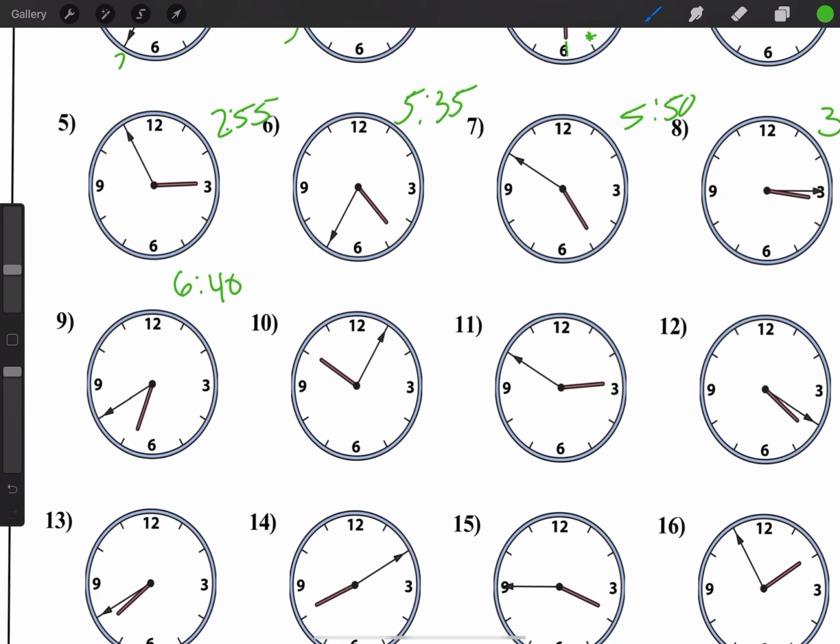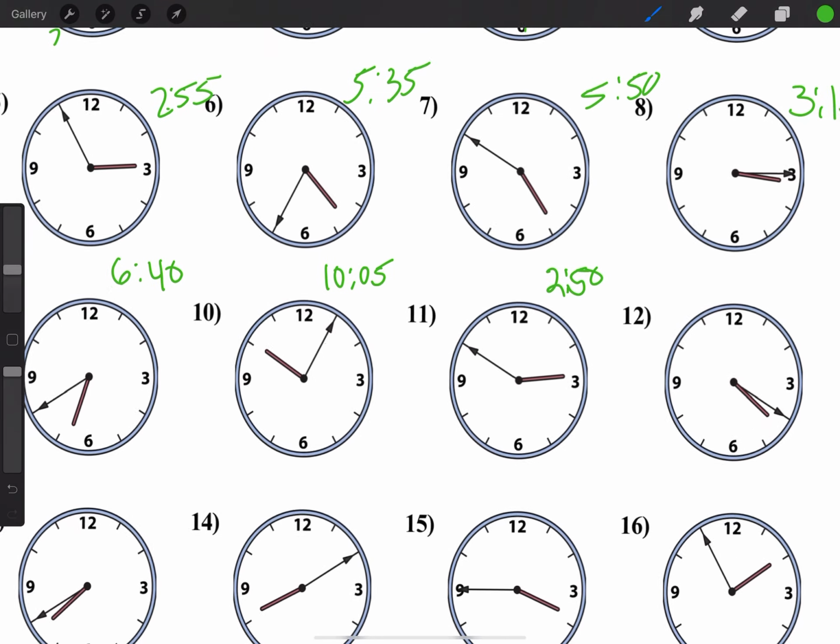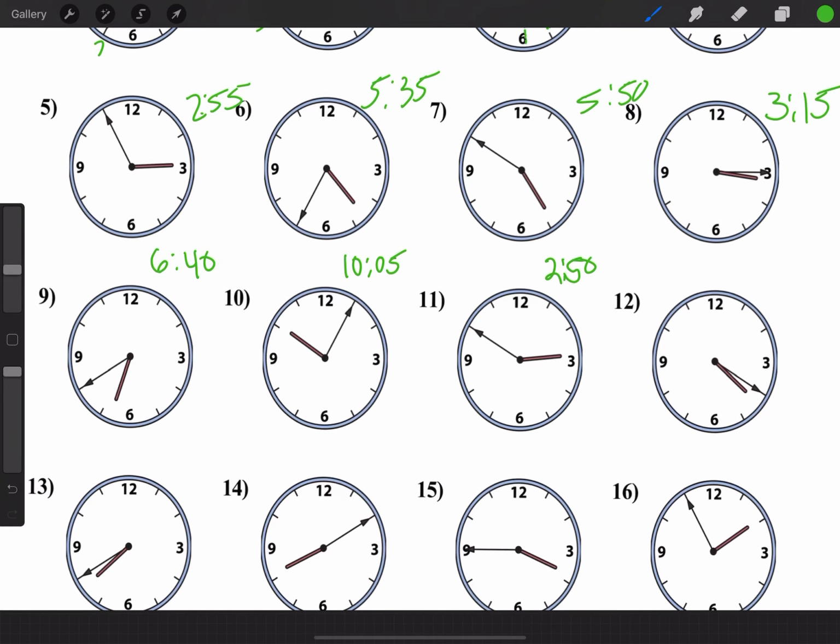10, we're looking like we're at, well, that's just after 10 o'clock. 10:05. Hopefully that one didn't trick someone. 11, we are at 2:50. 12, we're looking at 4:20.